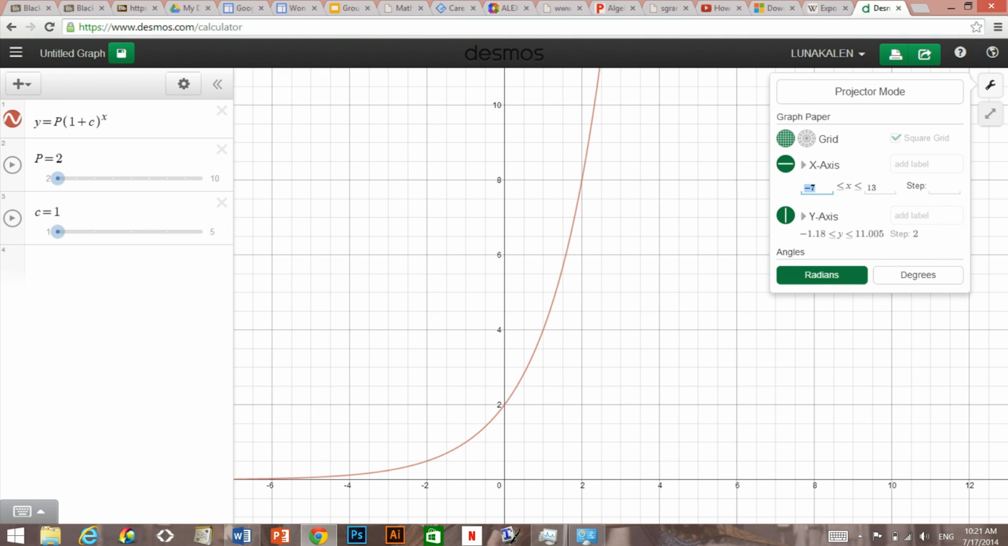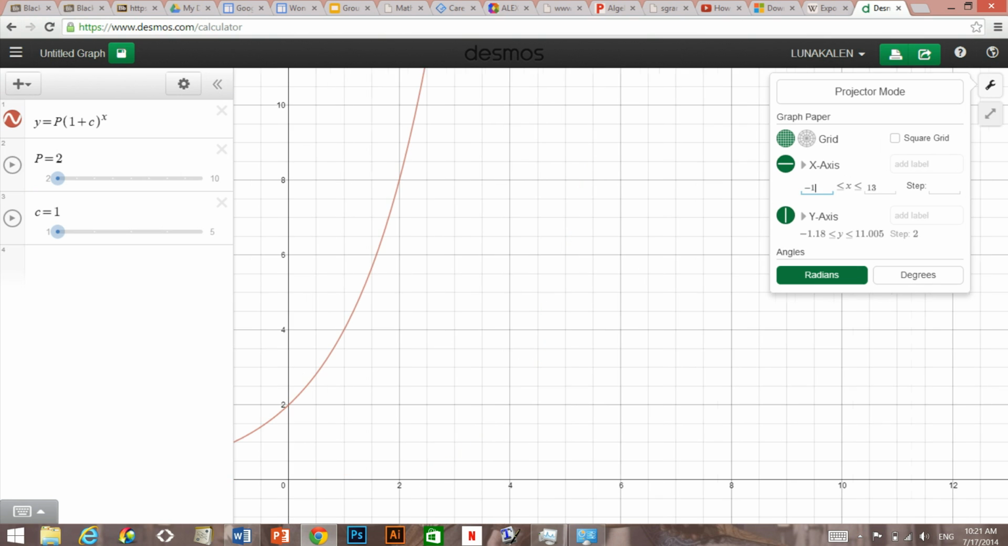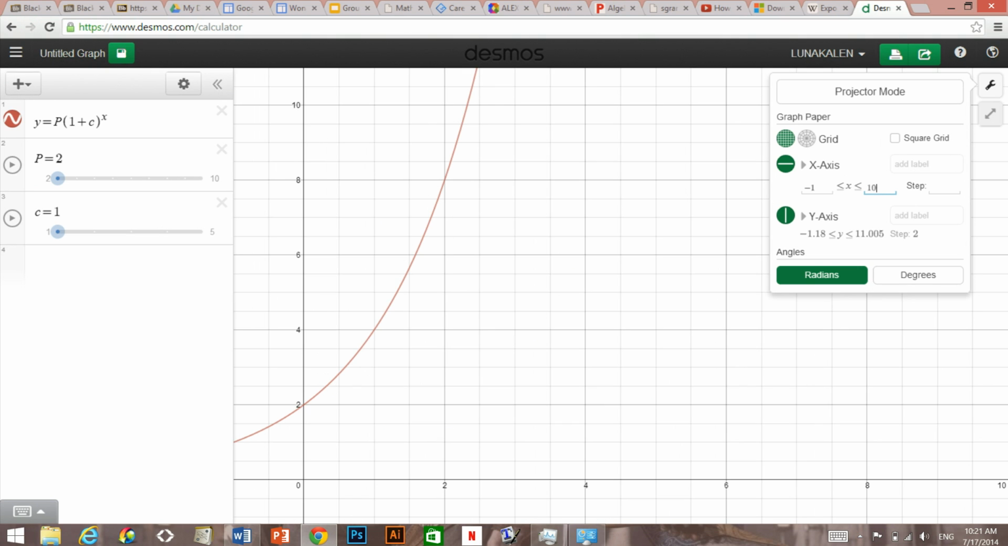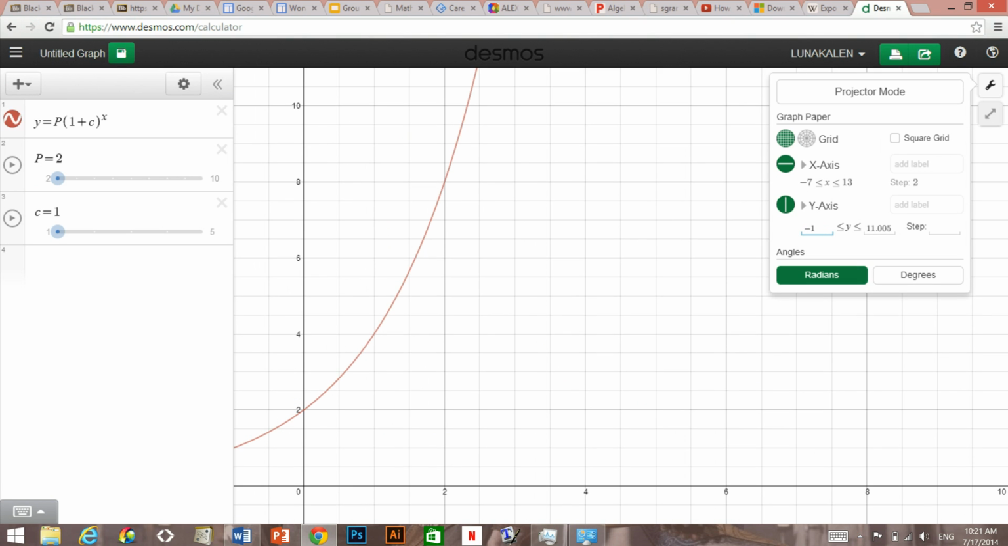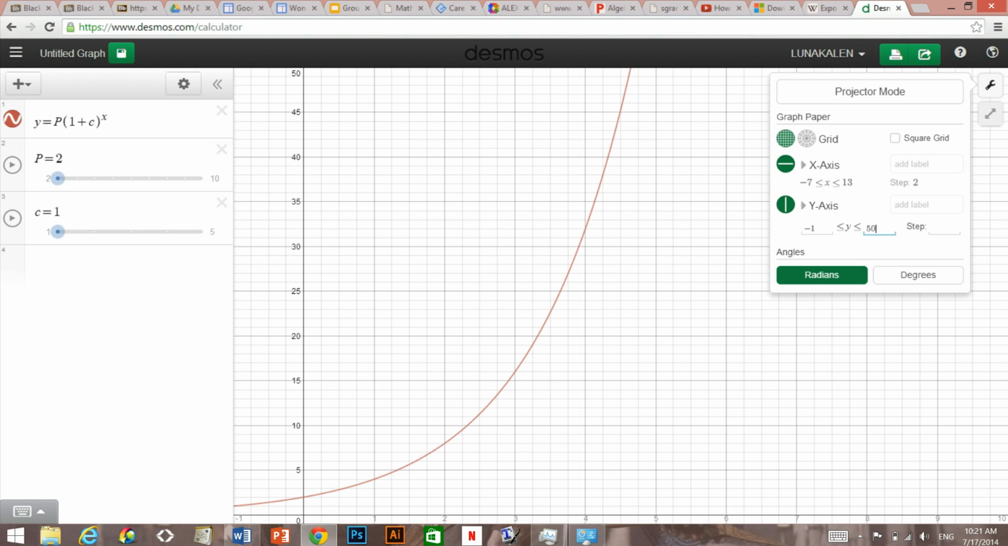So we let the x-axis be -1 to, let's say, a number like 10 for 10 years. Y is going to be our final population, so we're going to want to see a little bit below the graph so we don't get completely lost with the numbers on the x-axis. So we put -1, and on the top we're going to put a number like 50. So we see this curve.